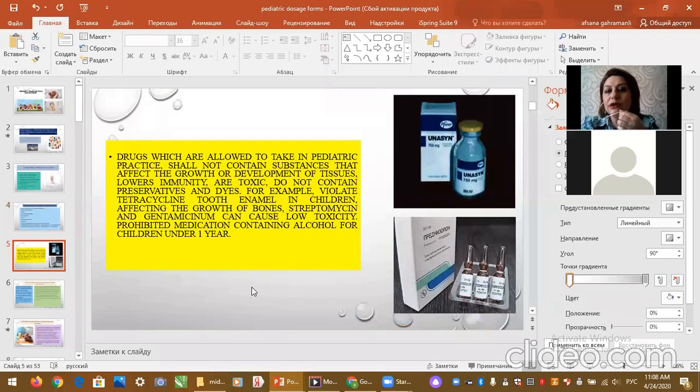Drugs which are allowed in pediatric practice shall not contain substances that affect the growth and development of tissues, lower immunity, are toxic, and should not contain preservatives and dyes. Dyes means color substances. For example, tetracycline affects tooth enamel in children, affecting the growth of bones.